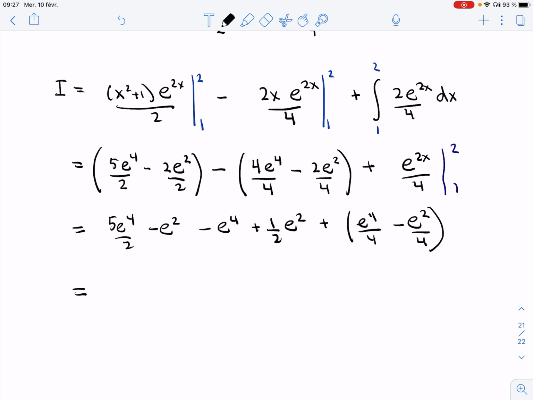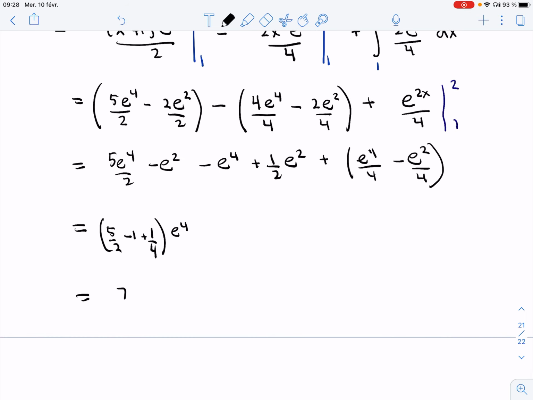All right, so let me put all the e to the 4 together. I'm getting 5/2 minus 1 plus 1/4, so that is 7/4. And then if I look at e to the 2, I'm getting minus 1 plus 1/2 minus 1/4, and so that's minus 3/4 e squared, and that's it.